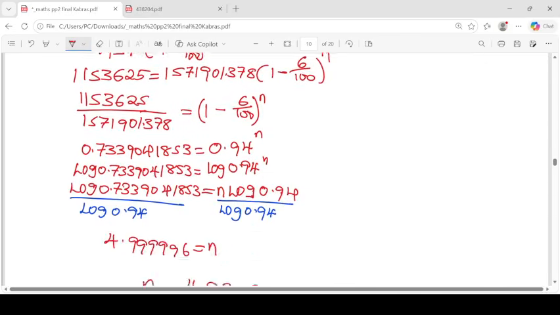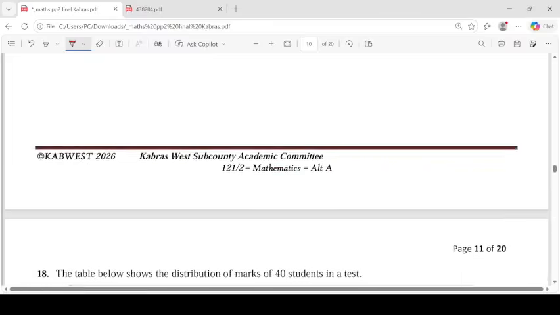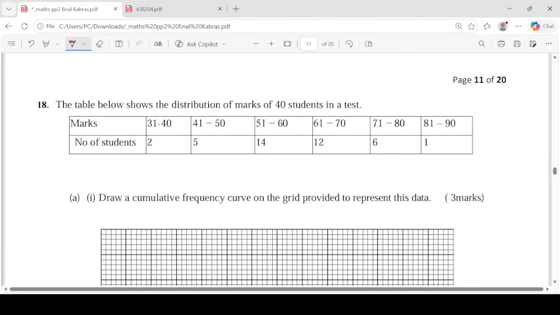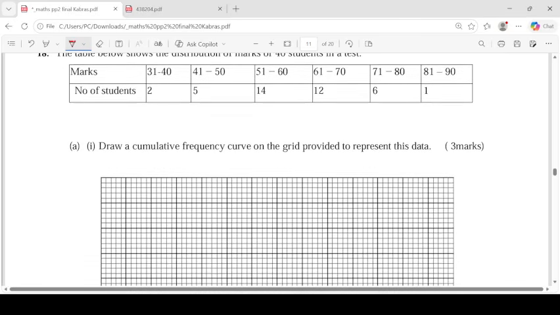I hope you've understood. Let's go to question number 18, a statistics question. The table below shows the distribution of marks of 40 students. Draw a cumulative frequency curve on the grid provided below. For us to draw a cumulative frequency curve, we need the column for the cumulative frequency. So this will be 2 plus 5, 7, 7 plus 14, 21, 21 plus 12, 33, 33 plus 6, 39, 39 plus 1, 40.